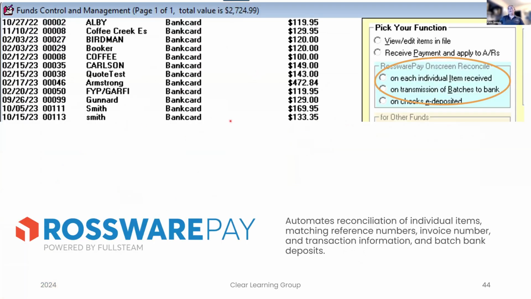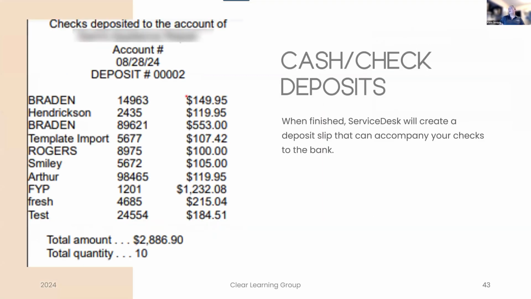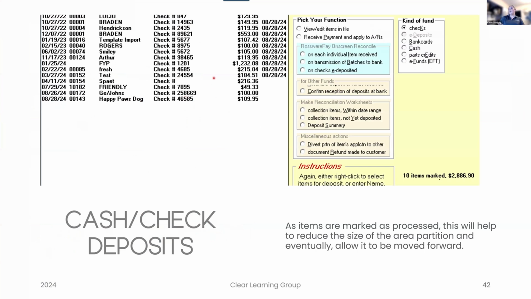The next thing we have here is your bank cards. So if you're doing transactions with Rossware Pay, obviously you have the functionality here to do the automated on-screen reconciliation, where ServiceDesk is matching the reference numbers, it's matching your bank numbers, it's matching your transaction numbers. All of that is here within Rossware Pay. But if you guys are doing something banking outside of ServiceDesk, then you're going to use this same option here that you do for checks and cash. You're going to just choose bank cards here instead of doing the on-screen Rossware Pay reconciliation.